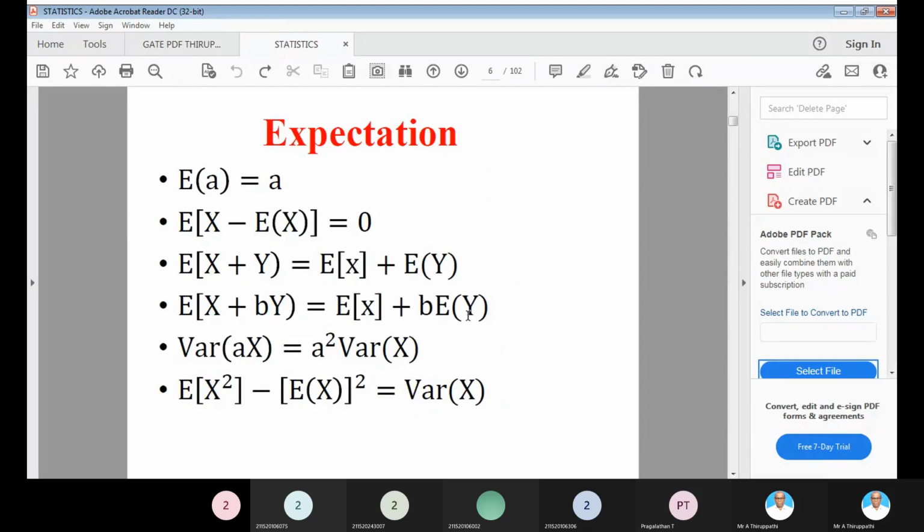Next, expectation of X. Already we have discussed the expectation of X. Expectation of constant is equal to constant. Expectation of X minus expectation of X, that is E of X minus E of X, equal to 0. Expectation of X plus Y is equal to E of X plus E of Y.